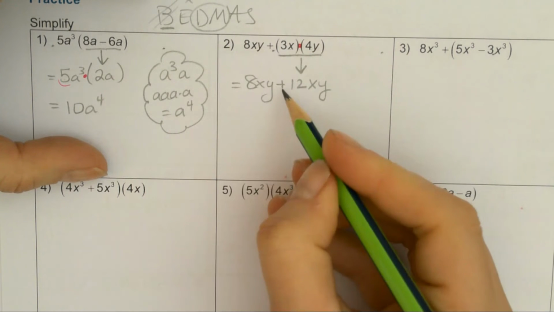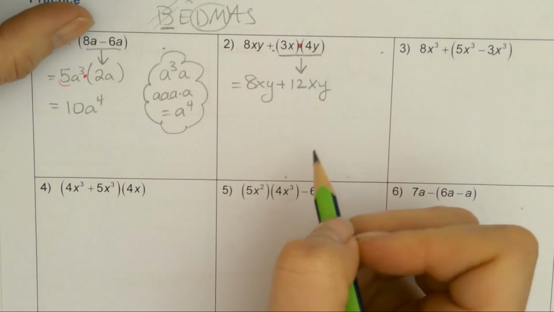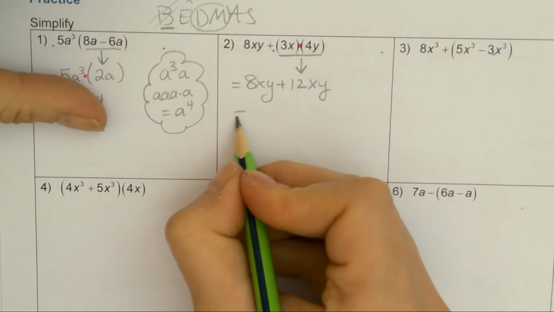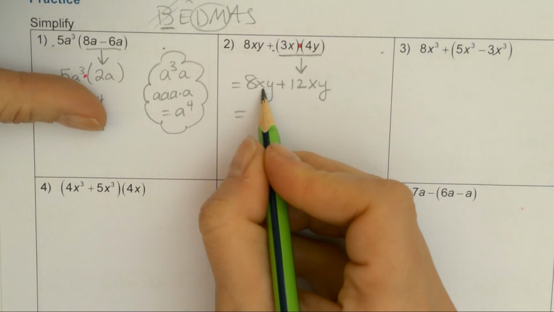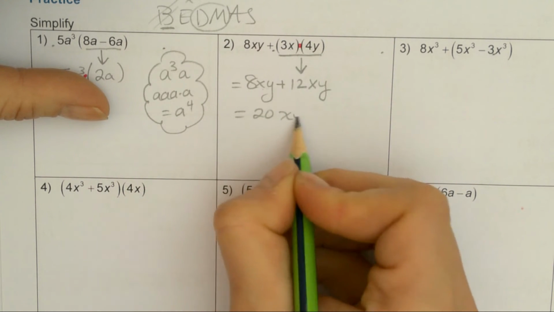Oh, it's add. Can I add them? xy, xy. Yes, they are like terms, so I can put them together. So I have 8 xy's, and I get 12 more xy's, so I have 20 xy's.